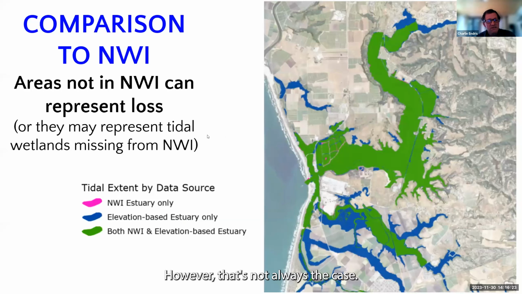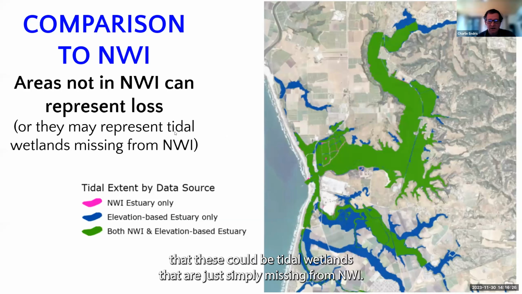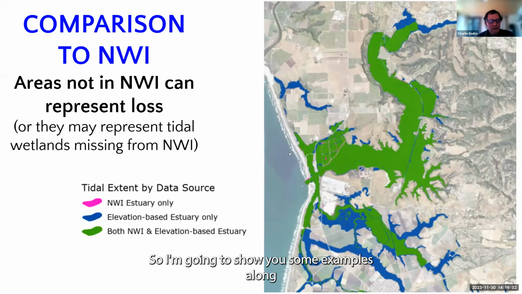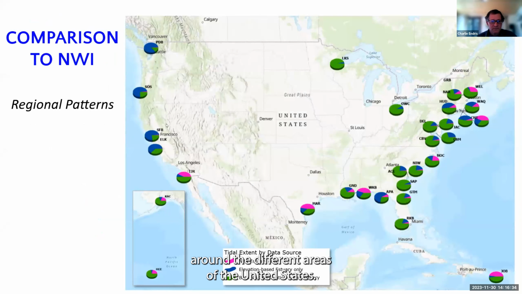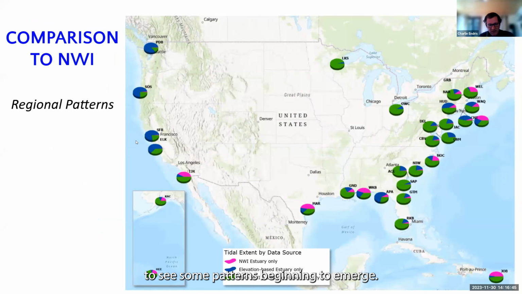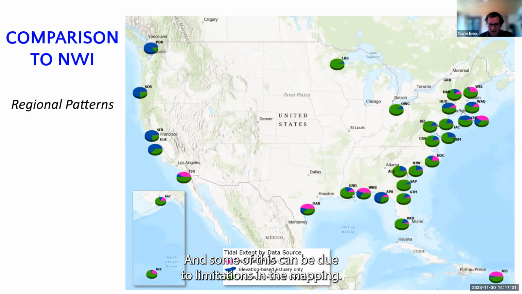However, that's not always the case. It's possible that these could be tidal wetlands that are just simply missing from NWI. So I'm going to show you some examples around the different areas of the United States. But first, I want to just show you how we can take these areas and look at them on a national scale to see some patterns beginning to emerge. Particularly on the West Coast, we can see examples of real wetland loss, these areas in blue, versus in the Gulf of Mexico, where we have this mixed bag of results. And some of this can be due to limitations in the mapping.